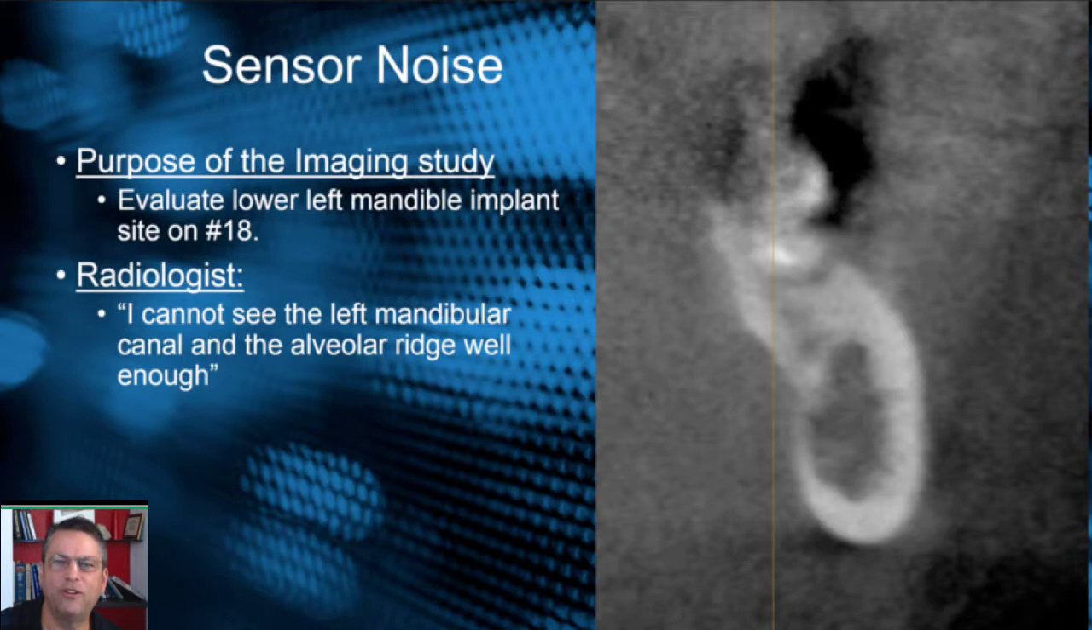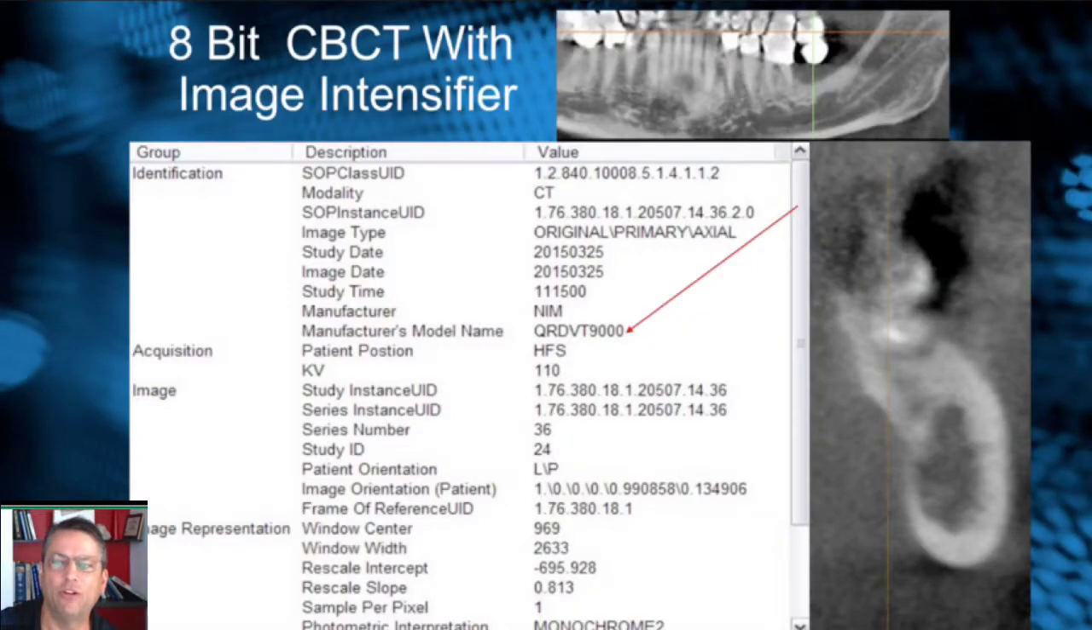The radiologist says they can't see the left mandibular canal and the alveolar ridge well enough to determine what's going on. So they asked me to take a look at it, and I just looked at the hard data behind the CT scan and found out this is an original 8-bit CMT scanner. So it has a limited quality X-ray picture, and the noise is introduced into the scan because that's just what the sensor is giving us.